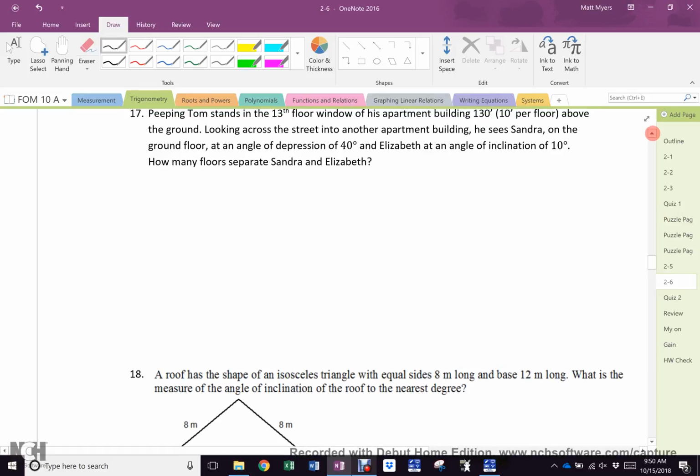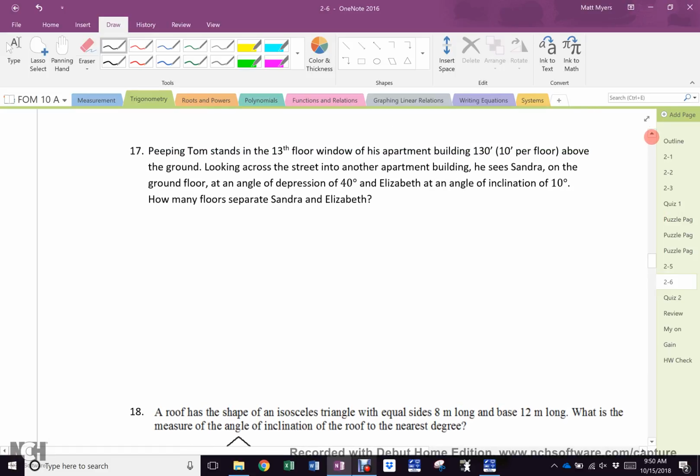Next question caused a lot of trouble for people, unless you read the question. Tom is on the 13th floor of his apartment building. There's Tom's building. Tom's on the 13th floor, which means he's not on the ground, right? Tom is on the 13th floor, which is 130 feet, right? Tom looks across the street.